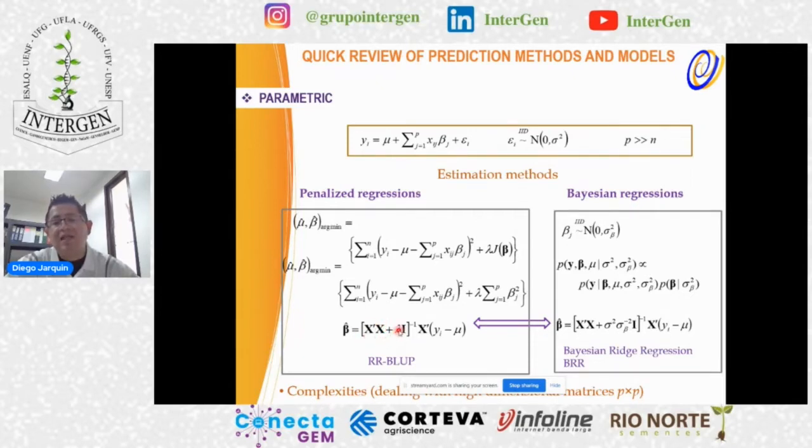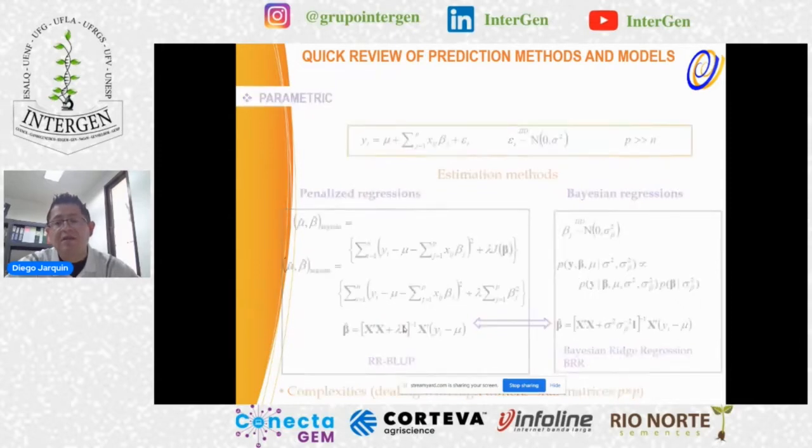In this case, this lambda parameter is equivalent to the ratio of these variance components, helping us to break this singularity by adding some bias in the diagonal of this X'X matrix. We will see later how this is related with AI.